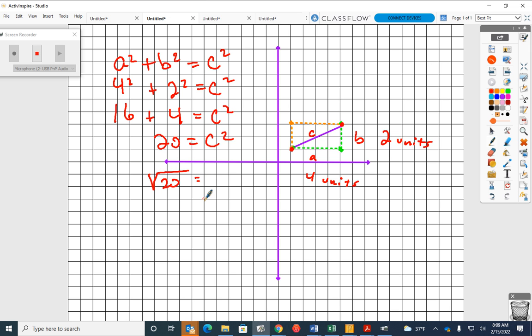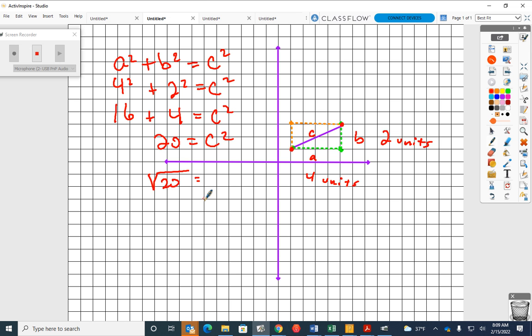Okay, so can I find the square root of this? You can use your calculators, but I should be able to estimate this. You guys remember estimating square roots? What are the two closest perfect squares to 20? 16 and 25, right? It's between those two.